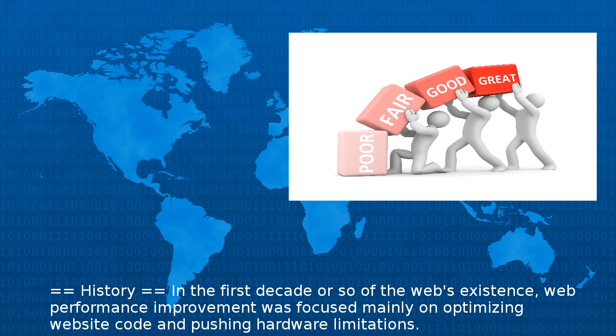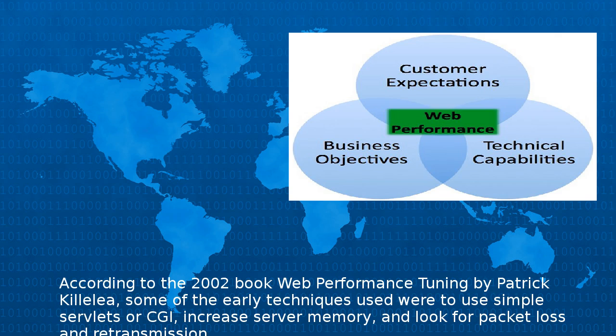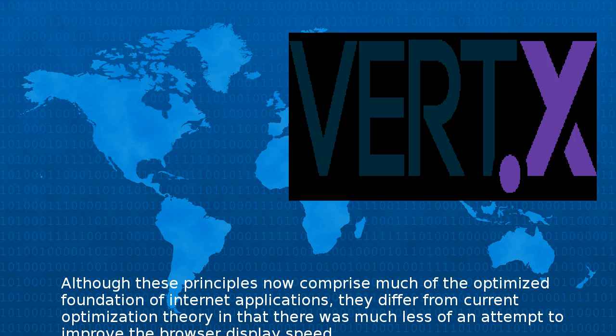History. In the first decade or so of the web's existence, web performance improvement was focused mainly on optimizing website code and pushing hardware limitations. According to the 2002 book Web Performance Tuning by Patrick Killelea, some of the early techniques used were to use simple servlets or CGI, increase server memory, and look for packet loss and retransmission. Although these principles now comprise much of the optimized foundation of Internet applications, they differ from current optimization theory in that there was much less of an attempt to improve the browser display speed.